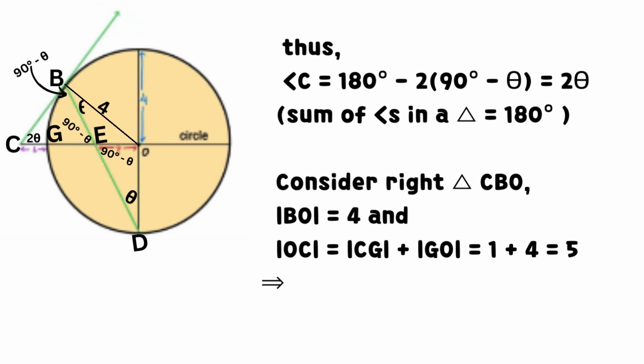Consider right triangle CBO. Line BO equals 4 and line OC equals the sum of line CG and line GO, which equals 5 as illustrated here.